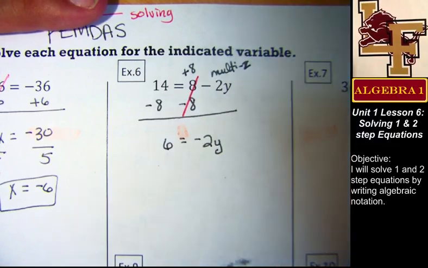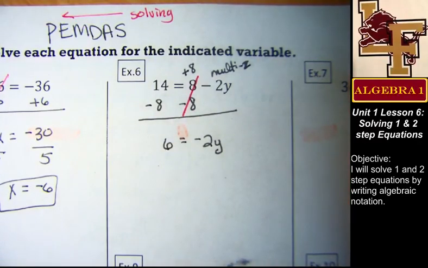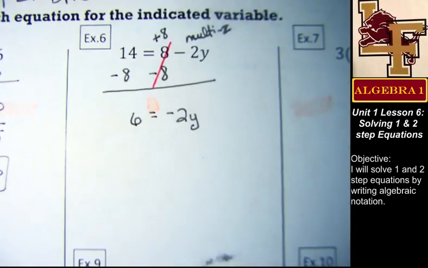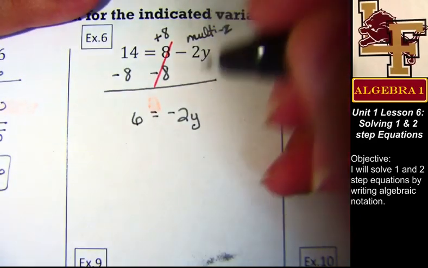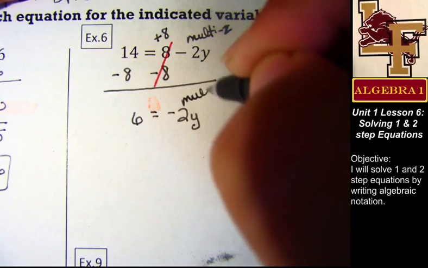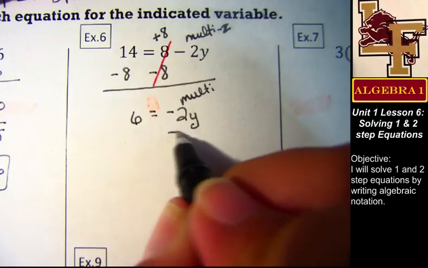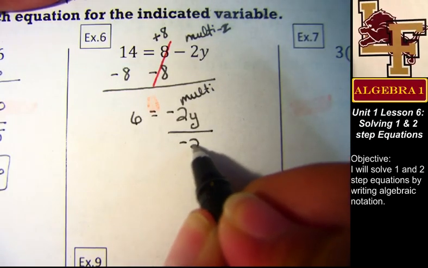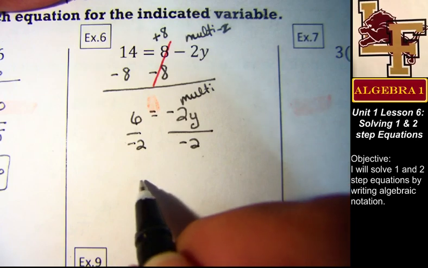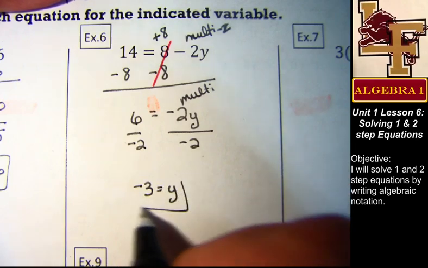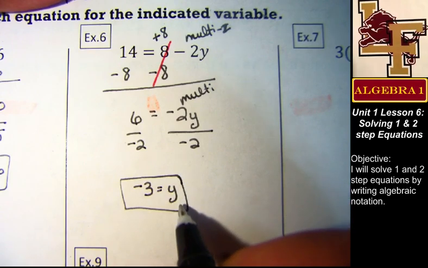What's the final answer? Not yet. We need the y by itself. Remember, we're trying to solve, so we want the variable all alone, isolated. We stated earlier that this is a multiplication kind of thing. How do you undo multiplication? Divide. What am I dividing by? Negative 2. Beautiful. 6 divided by negative 2 is negative 3. Is the variable alone? Then I'm done.